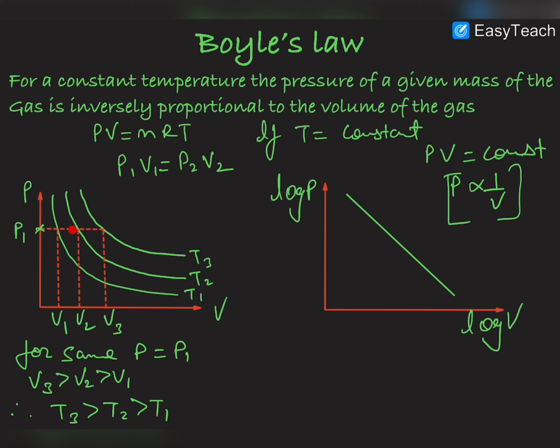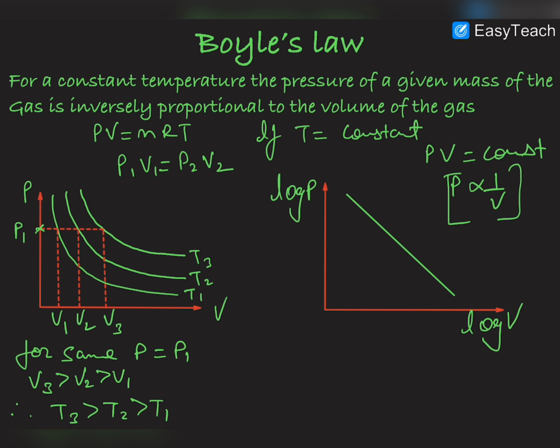This would be the hyperbolic graph, and if you change the temperature and again plot this graph, then this graph would be different. So there are three graphs plotted for three different temperatures, and you can see that for the same pressure the volume of these three graphs is different. The graph which has the greatest volume at the pressure P1 will obviously have the greatest temperature. So if V3 is highest, then obviously T3 would be highest. This would be the sequence of temperature.